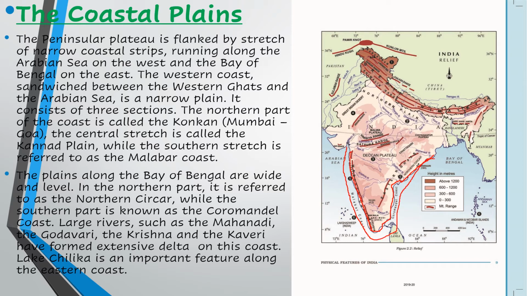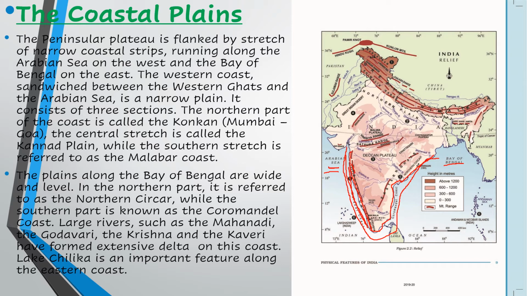It is narrow, it is deep, running along the Arabian Sea on the west and the Bay of Bengal in the east. The western coast is sandwiched between the Western Ghats and the Arabian Sea. Outer is the Arabian Sea and inner is the Western Ghats, and the western coastal plains lie in between these two. The western coast sandwiched between the Western Ghats and the Arabian Sea is a narrow plain.